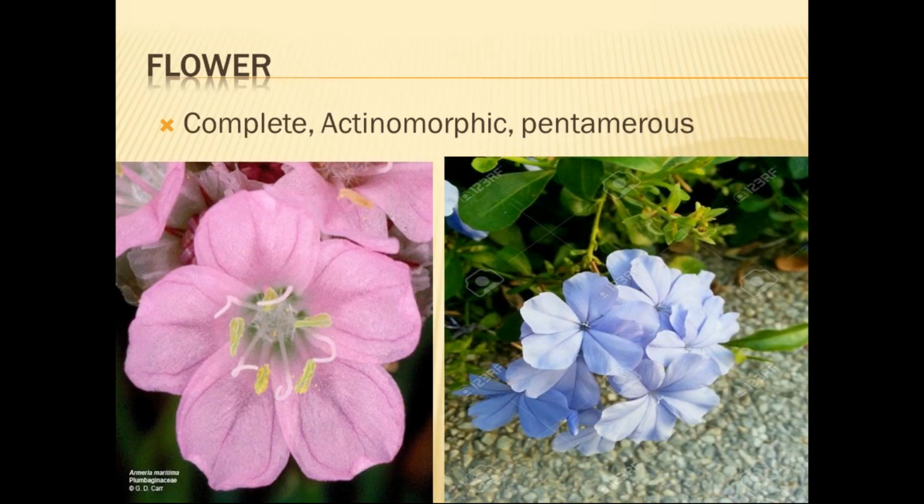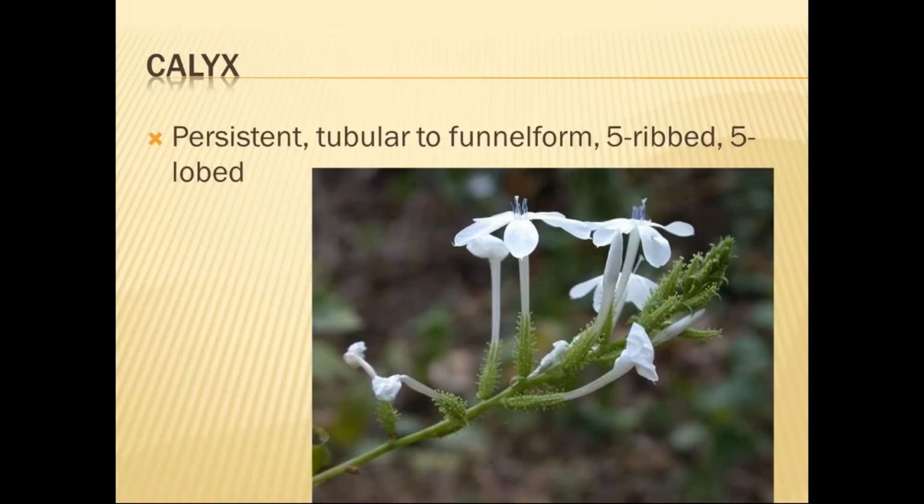Flowers are complete, actinomorphic and pentamerous. They have androecium and gynoecium both, and there are 5 calyx and 5 corolla. The calyx is persistent, tubular to funnel form, 5 ribbed, 5 lobed. That is a very important character. They have small hair-like outgrowths present on the calyx.